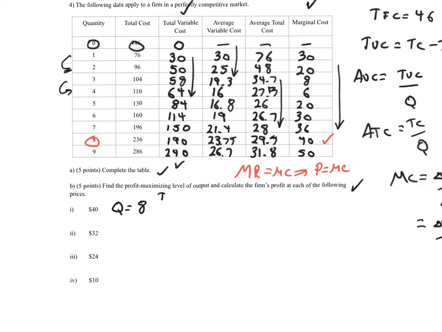Total revenue is price times quantity, which is 40 times 8, which is 320. Profits are total revenue minus total cost. Total revenue, we just said, was 320. The total cost we were given is 236. And so our profits there are 84.